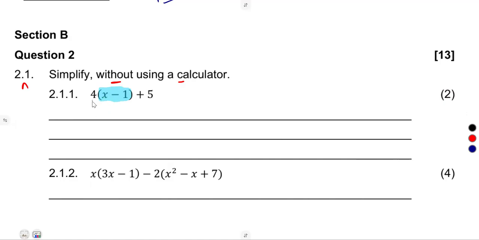So that's it. 4 times x. That was going to be 4x. All right. 4 times -1. That's a -4. Then we are going to add this 5. Okay. So the 5 is not part of the bracket. You add to what you have expanded. You have expanded with 4. And this is what you got. 4x minus 4. So you must add the 5, this one. It was not part of the brackets, all right?